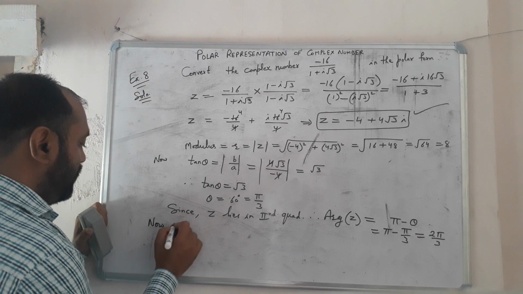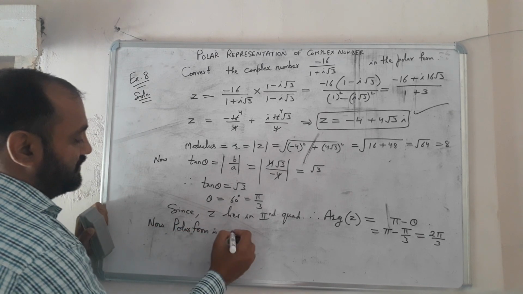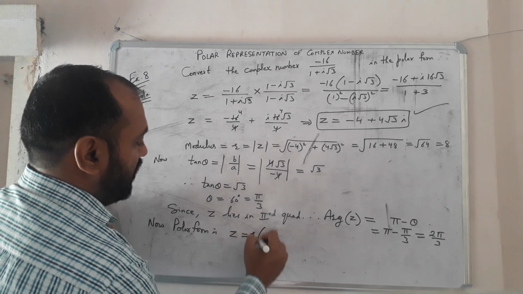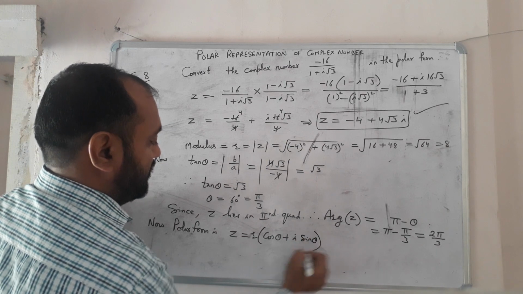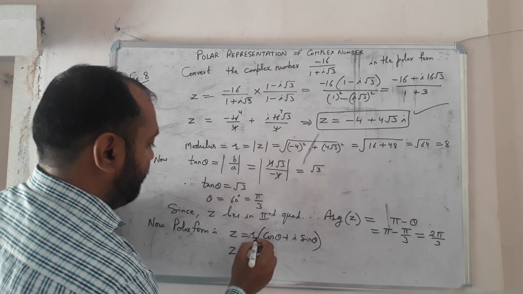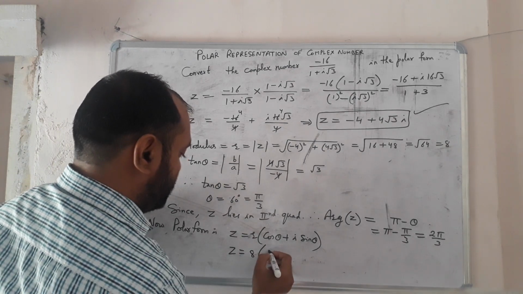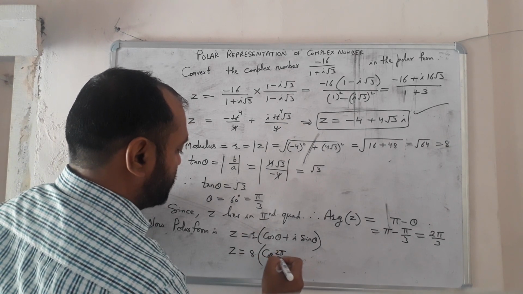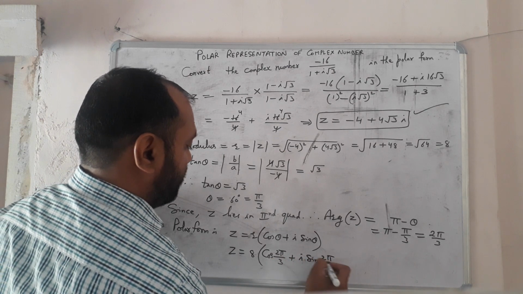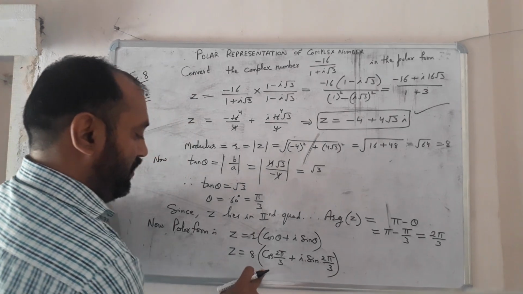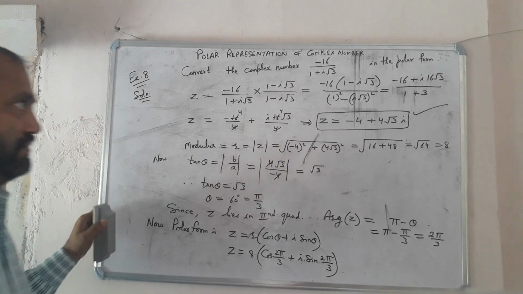Now, the polar form is z is equal to r (cos theta plus iota sin theta). So the value of r is 8 and the value of the argument is 2 pi by 3. So put here cos 2 pi by 3 plus iota sin 2 pi by 3. So this is the polar representation of the complex number.